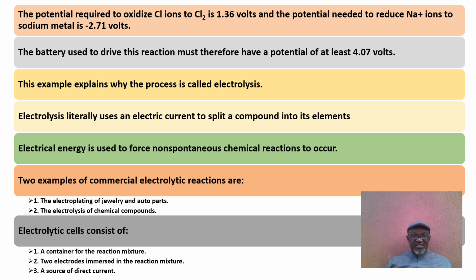Two examples of commercial electrolytic reactions are electroplating of jewelries and auto parts, and electrolysis of chemical compounds. And electrolytic cells consist of something like we had in the galvanic cell: a container for the reaction mixture, two electrodes immersed in the reaction mixture, and then a source of direct current. That's what makes up electrolytic cells.